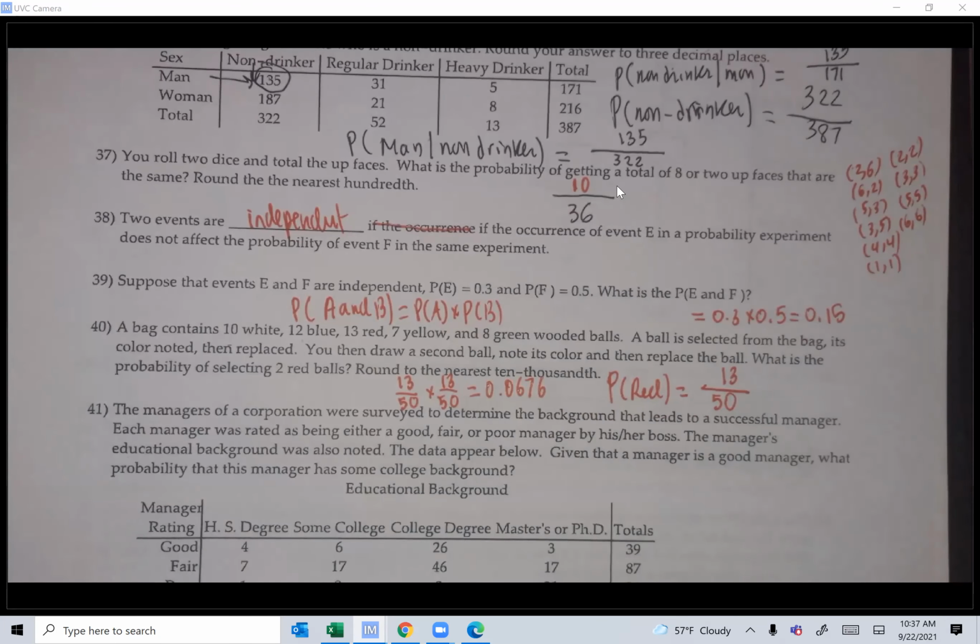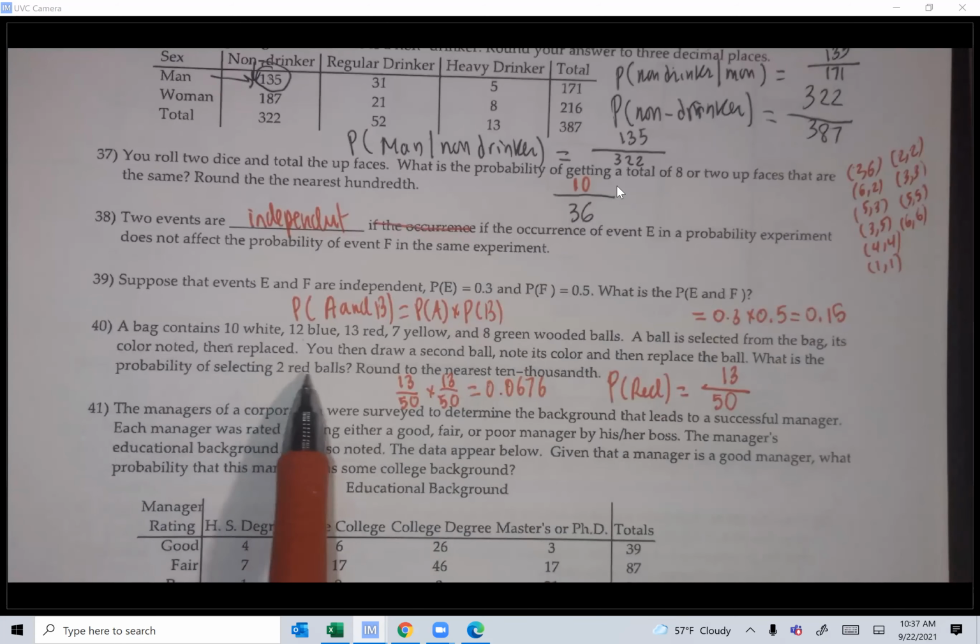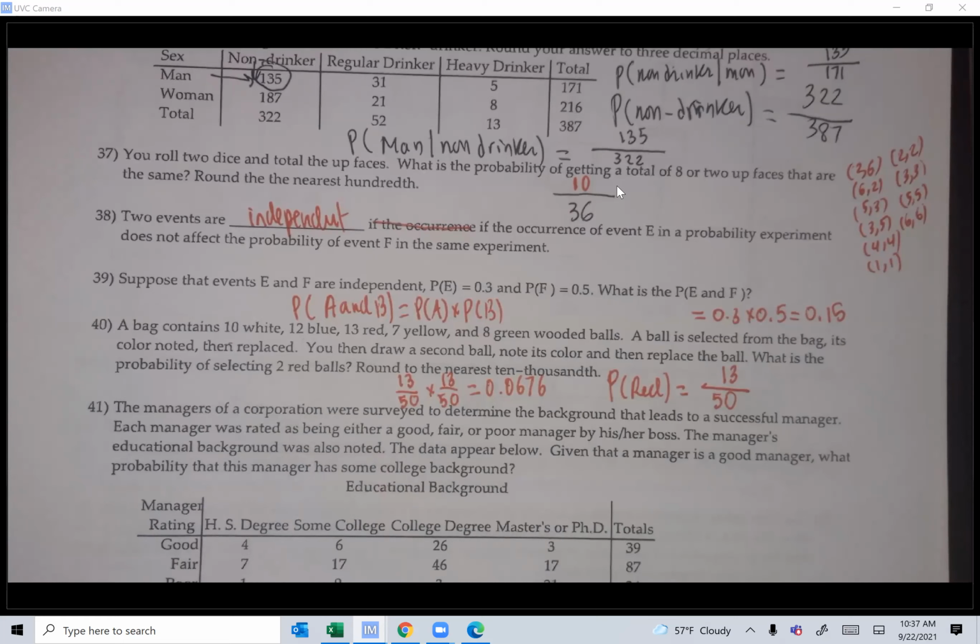Okay, let's say I give you the same question on the test, guys, but I ask you, what's the probability of selecting one red ball and one yellow ball? Can someone give me the answer? One red and one yellow. How would you do this? Would you multiply 13 over 50 times 7 over 50? Exactly. 13 over 50 times 7 over 50. If I give you the same question on the test and I said two yellow, guys, it would be 7 over 50 times 7 over 50.